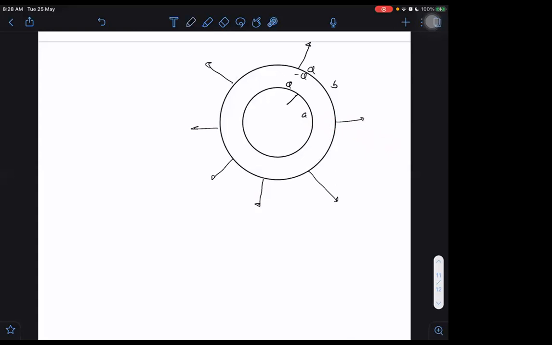Its inner radius is also B and outer radius is also B because it is a thin shell. Sometimes it may be a thick shell, then inner radius will be different and outer will be different. But here these are both same.